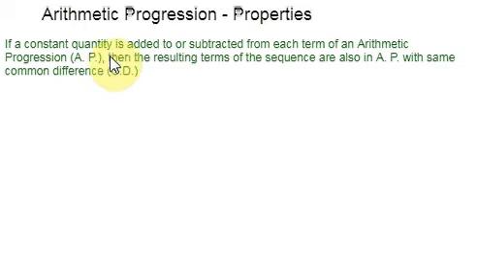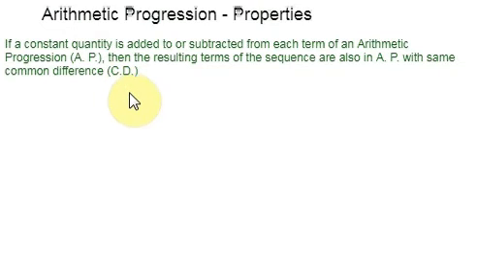If a constant quantity is added to or subtracted from each term of an arithmetic progression, then the resulting terms of the sequence are also in arithmetic progression with the same common difference. This is the first property. Now let us see the proof of this property.